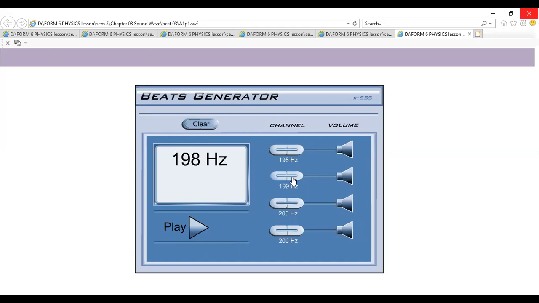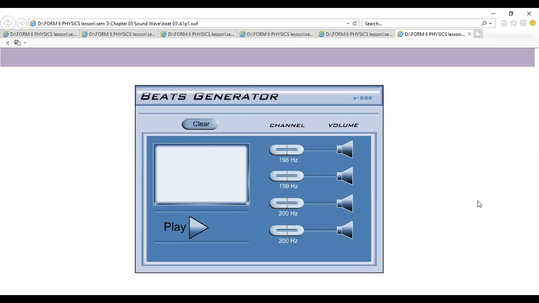If 198 and 199, we notice that they are different. If 198 with 200, a slightly bigger difference. We hear that once there are two slightly different frequencies, the sound stops, or there is no amplitude, or silence, for a very short moment. We call these the beats.